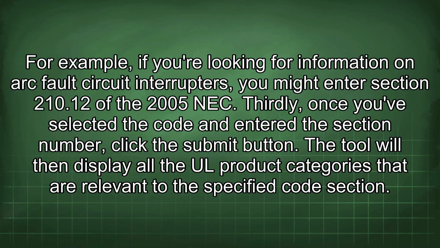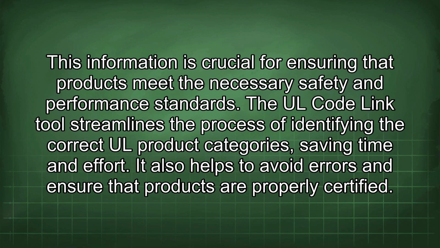The tool will then display all the UL product categories that are relevant to the specified code section. This information is crucial for ensuring that products meet the necessary safety and performance standards. The UL Code Link tool streamlines the process of identifying the correct UL product categories, saving time and effort. It also helps to avoid errors and ensure that products are properly certified.